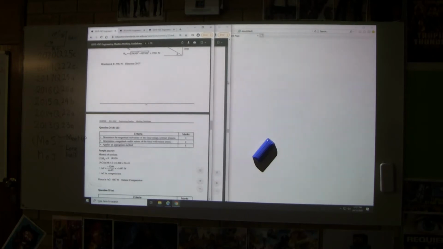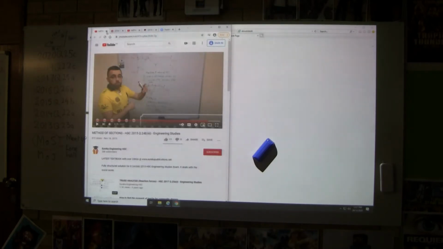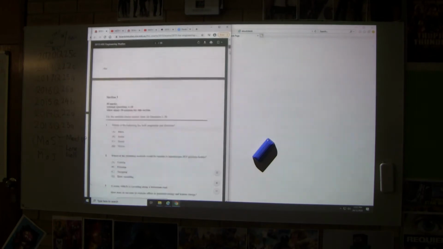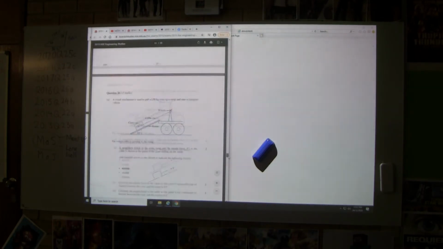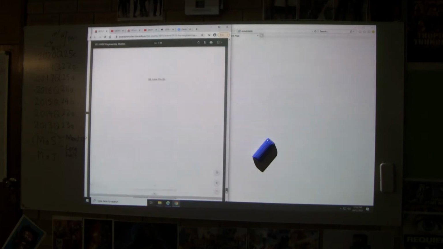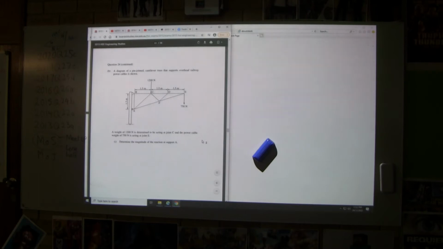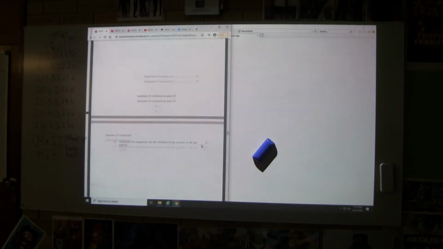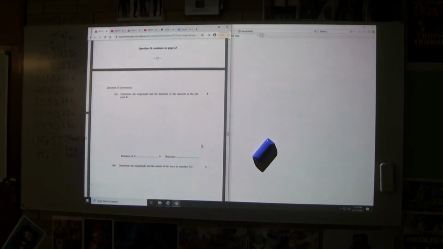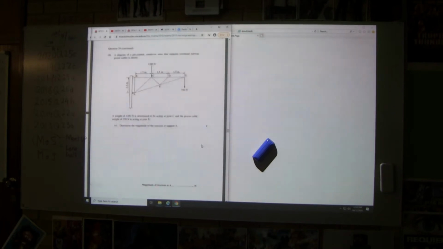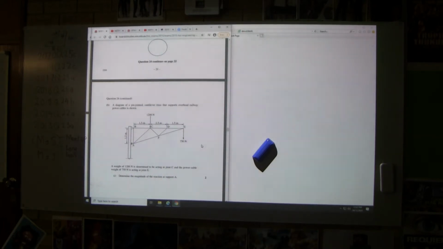Okay, the 2015 paper. And again, there's solutions. I just accidentally closed it. Control-Shift-T. There we go. Okay. Determine the reactions at A. I'm not going to do that unless I have to. Determine the nature and the force in AC. Okay, good. I like this question.